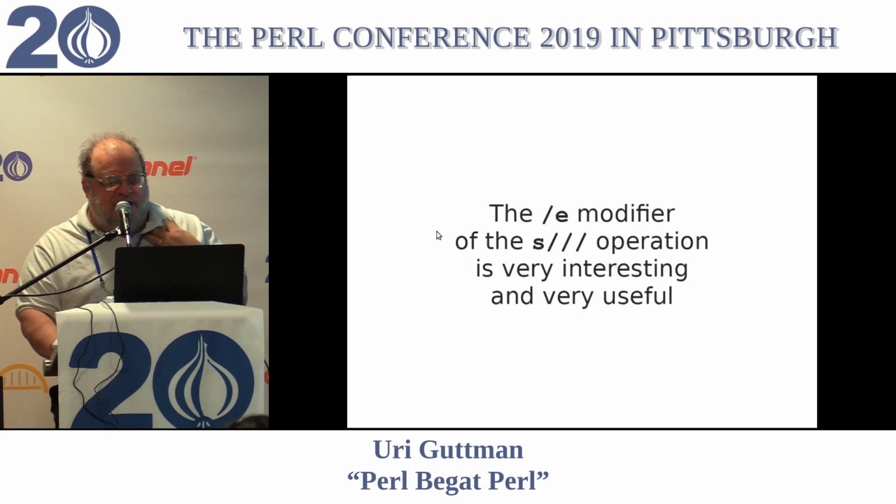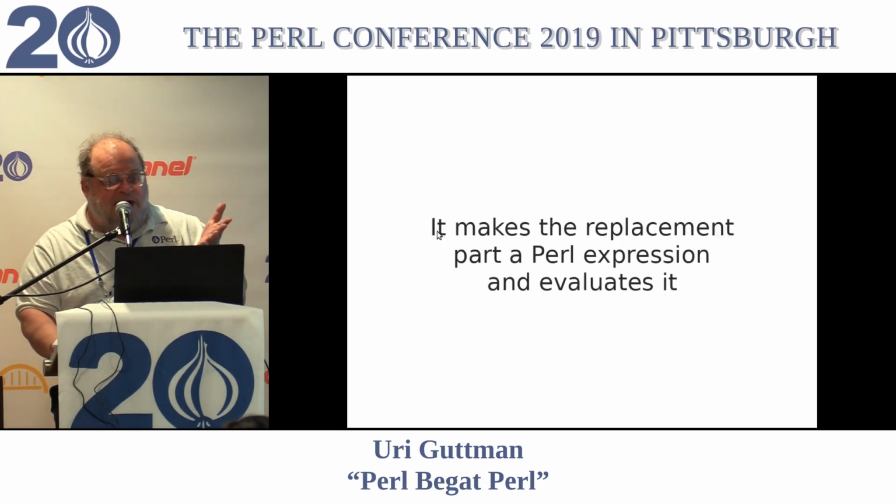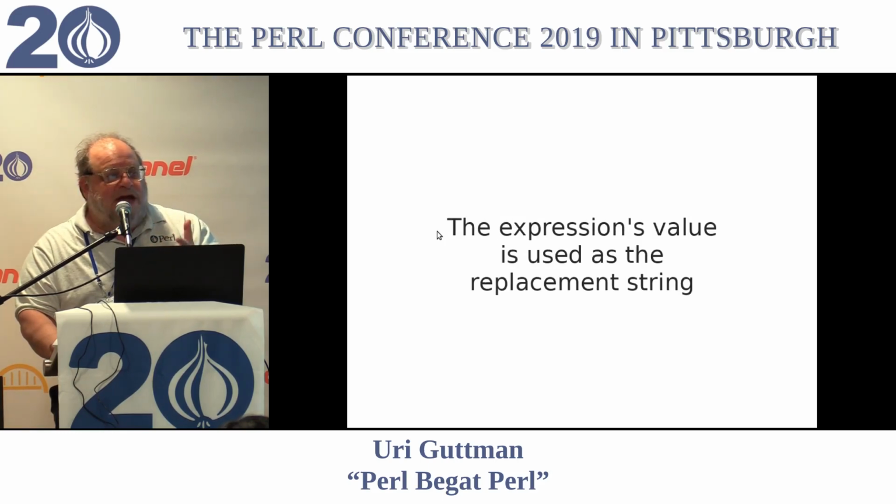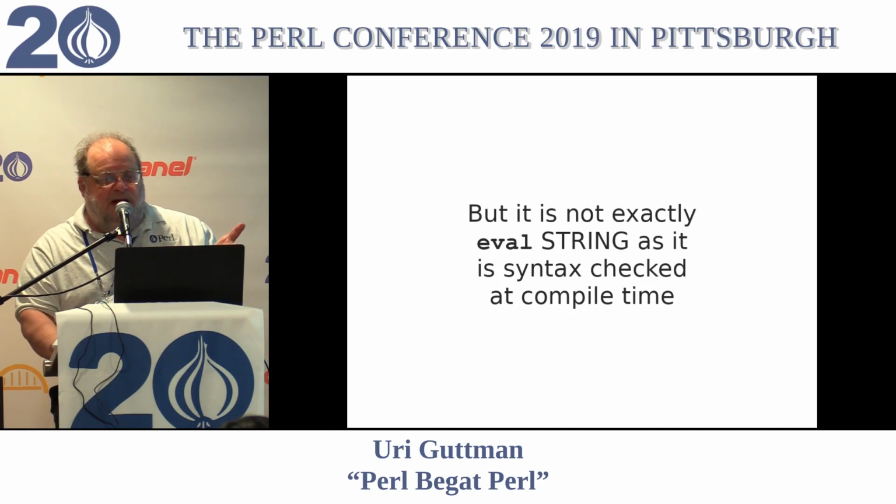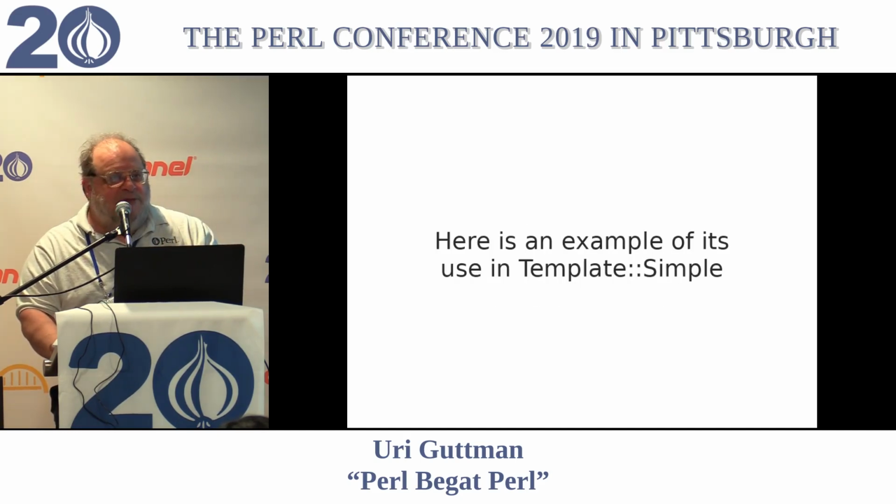Now, eval string and substitute. The /e modifier. Who has never used the /e modifier in substitute? Never used it? Okay. And everyone else has used it? Really? Okay. That's cool. We all know what it does then. I'll go quickly. It makes the replacement part of the string a Perl expression and evaluates that, and returns that value for the replacement. The expression's value is used as the replacement string. It's not exactly eval string because it's syntax checked at compile time. It's really more like eval block.